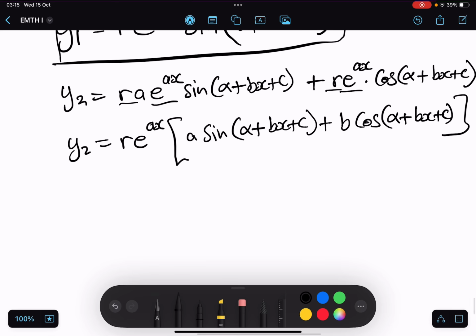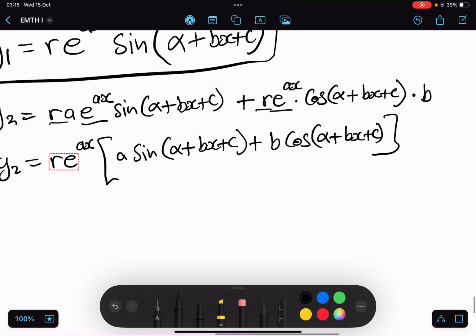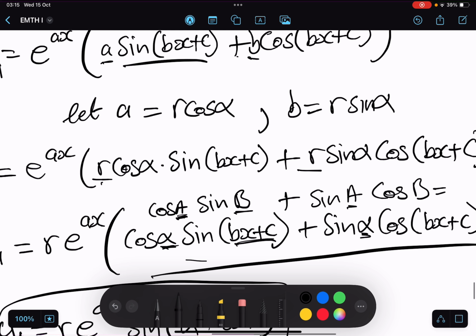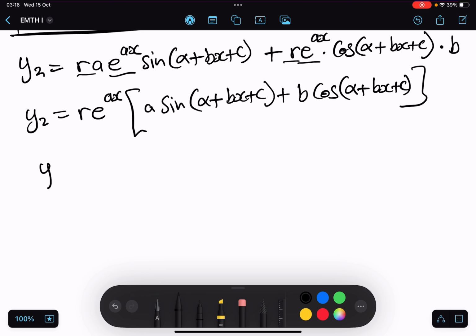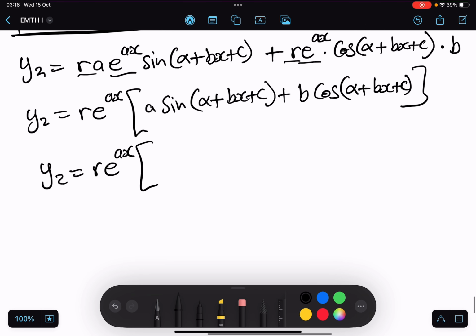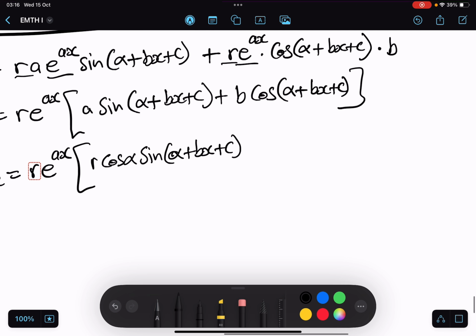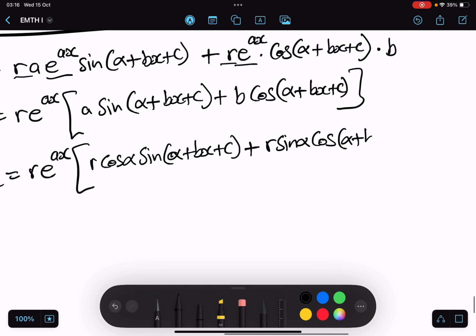Right, this is the second derivative. And again here we know that A is equal to this, B is equal to this. So we substitute again. y2 is equal to Re^(ax), it's going to be R cos alpha sine (alpha plus bx plus c) plus, this is going to be R sine alpha cos (alpha plus bx plus c), isn't it?